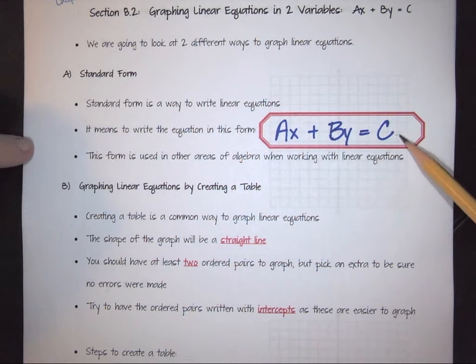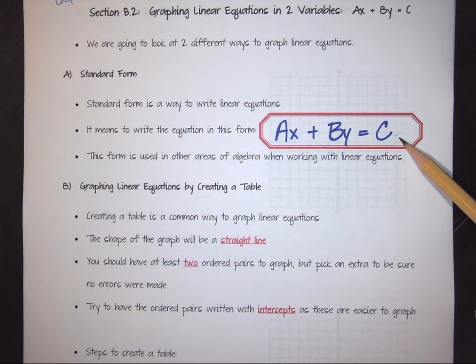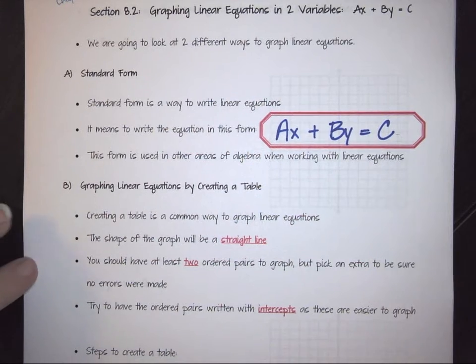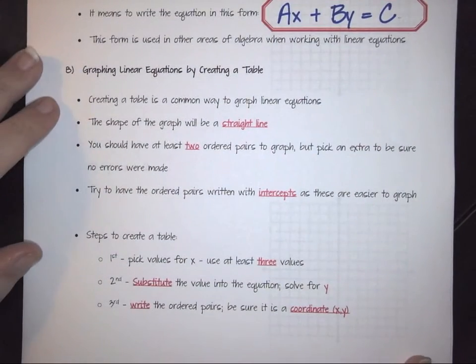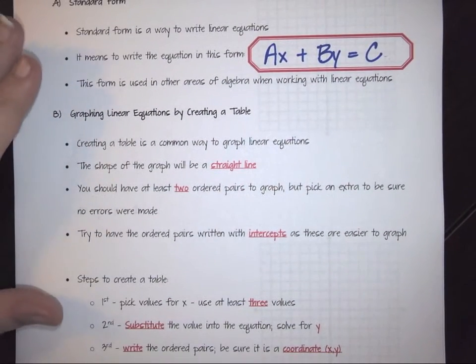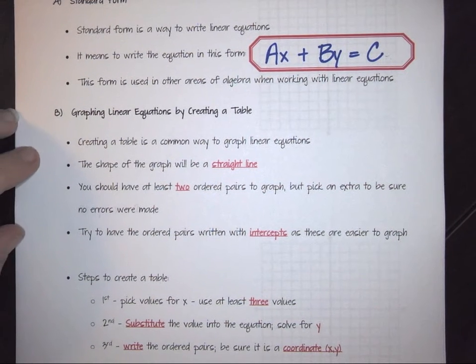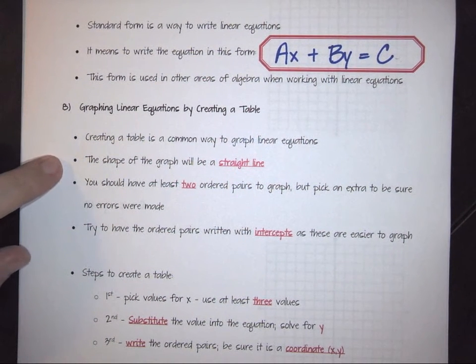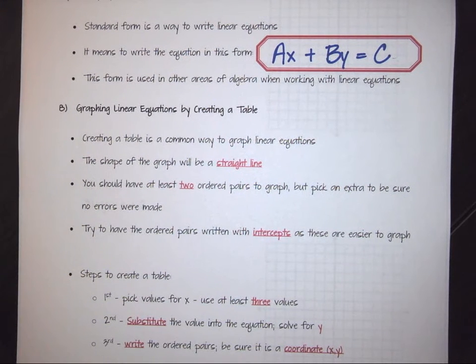We can use this form in order to graph, and one of those ways of graphing is by creating a table. So here, that's exactly what we're going to do. We're going to use the idea behind standard form to write our linear equations in order to graph a table, which is going to allow us to graph points.